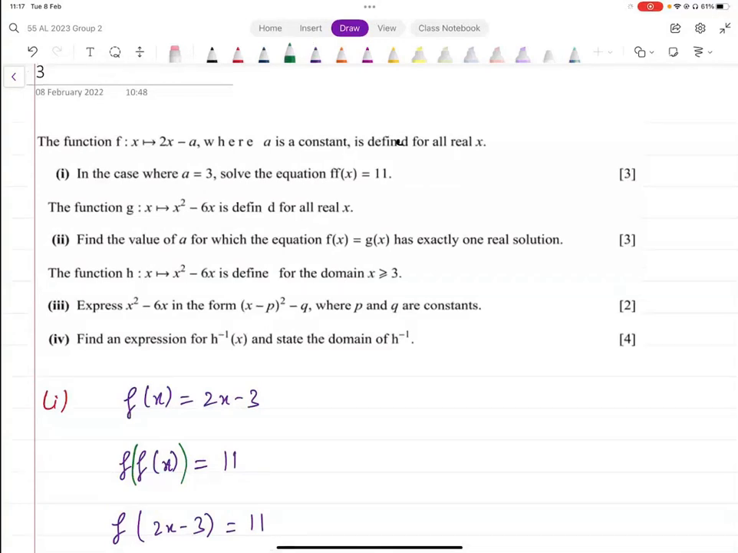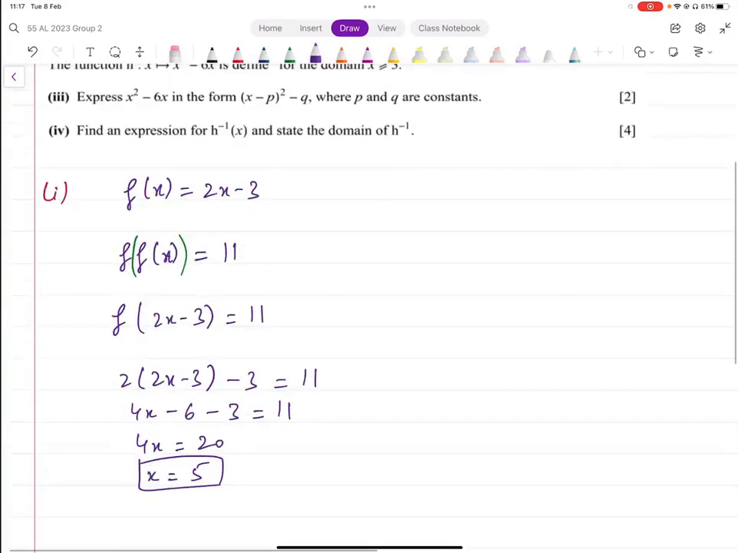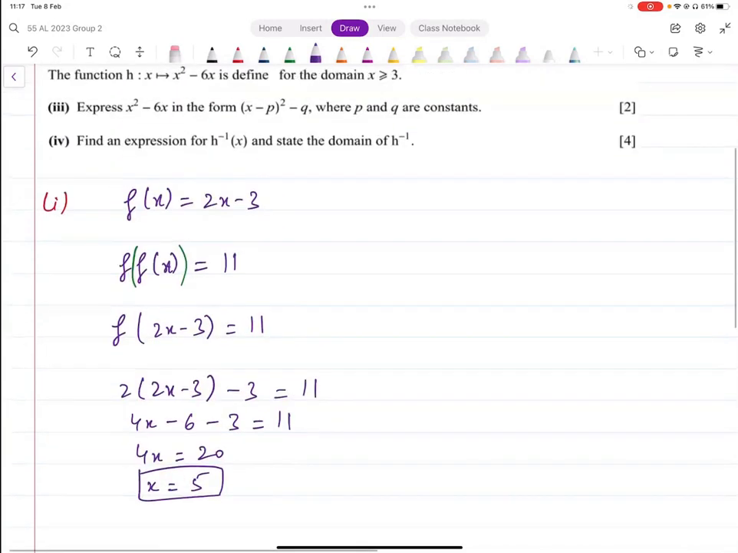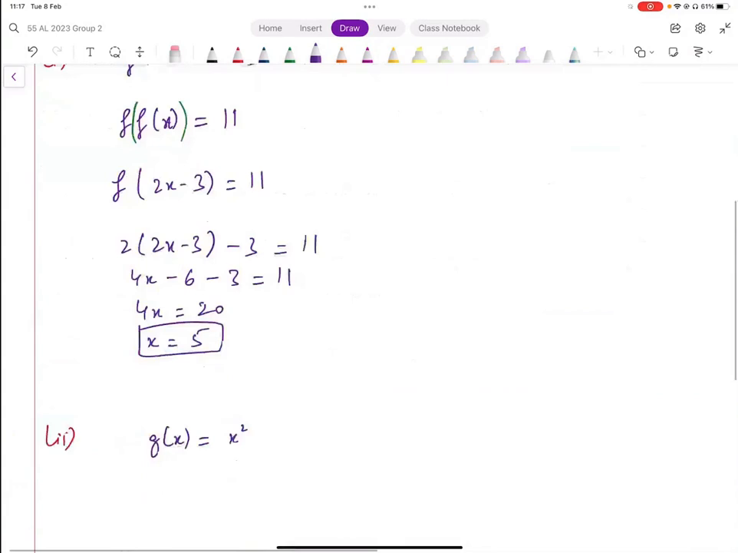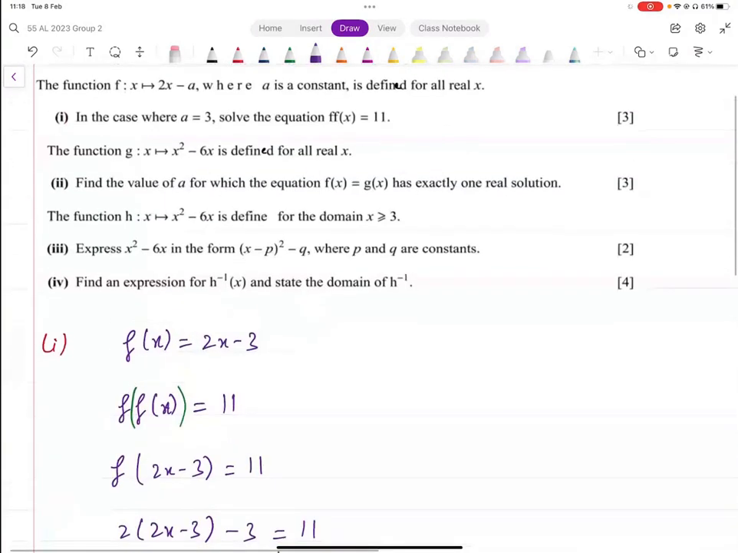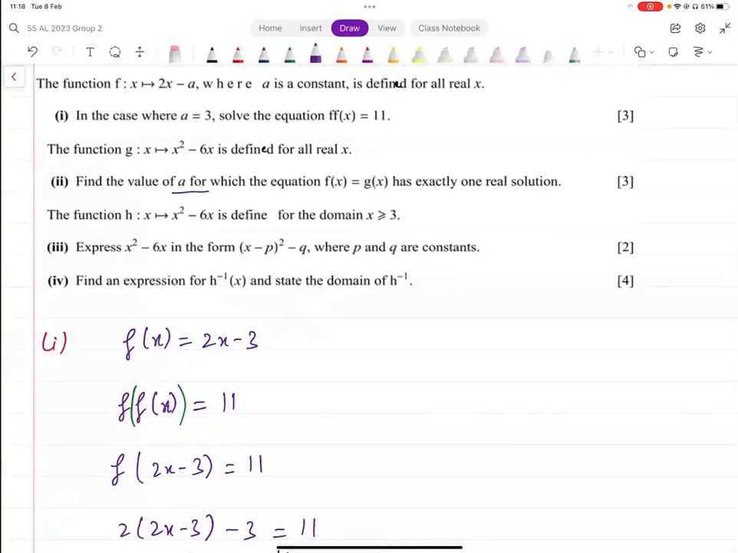Now we have another function that's x squared minus 6x, and it's also defined for all real values of x. g of x, let me write that down here. So now we've got another function that's g of x, and it's x squared minus 6x. Okay, we have to find the value of a for which the equation f of x equals g of x has exactly one real solution.